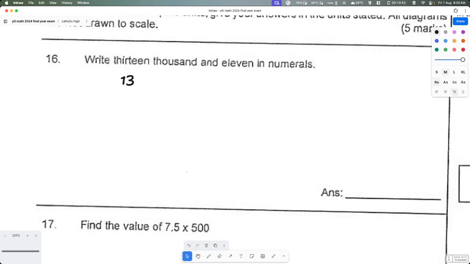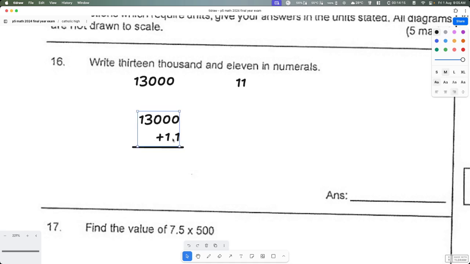So it's 13, and then you have 1, 2, 3 zeros. So this is 13,000, and then 11 is what you see over here. So I'm going to do some workings to make it a little bit easier to see. The workings will look something like this, 13,000 plus 11. If I draw a simple rectangle as what you see over here, then it will be easier for you to put in the different numbers.